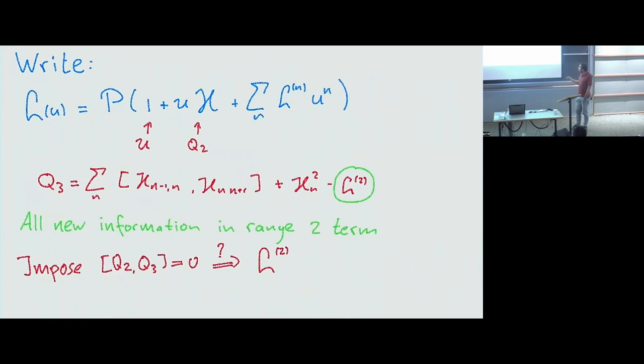So you compute Q3 by using this boost, and you find again that it depends on the previous component of the Lax operator, which is the Hamiltonian, plus the first term in this expansion, so in a sense the second derivative of the Lax operator. So all the new information in Q3 is restricted to a site of range 2. And then we do the same thing as we did before. We impose that Q2 with Q3 commutes, equals 0. And if it has a solution, we find the next term in this expansion.